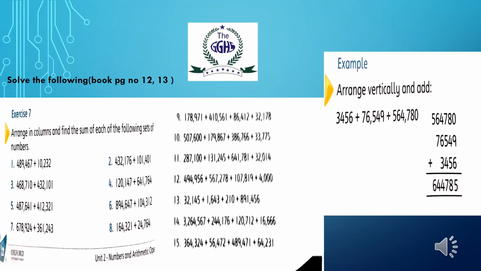Addition. The method of adding big numbers remains the same as learned in previous classes. You should just be extra careful when writing the columns, and remember to start working from the units column first. For example, arrange vertically and add.